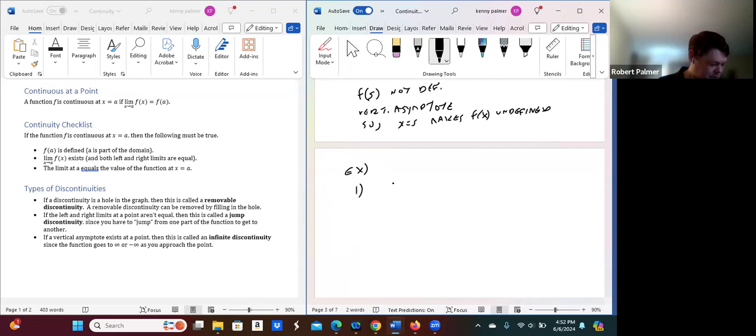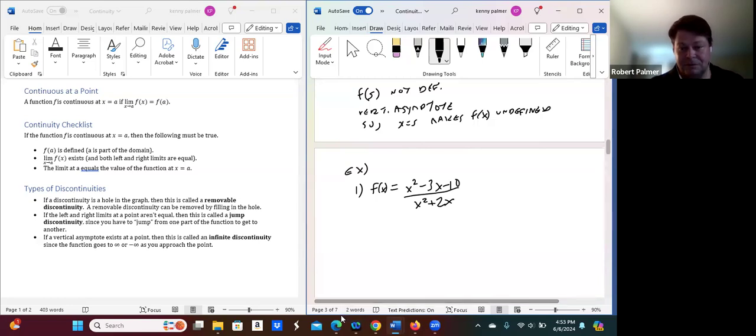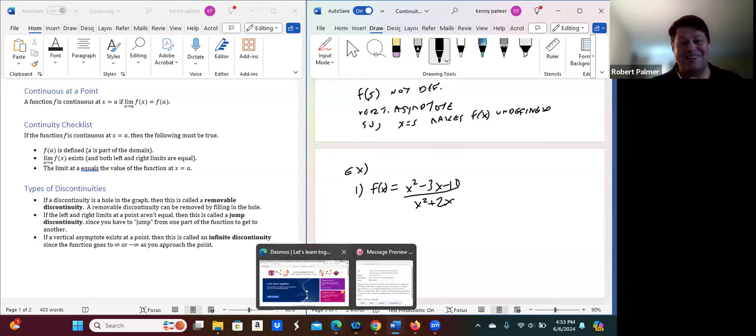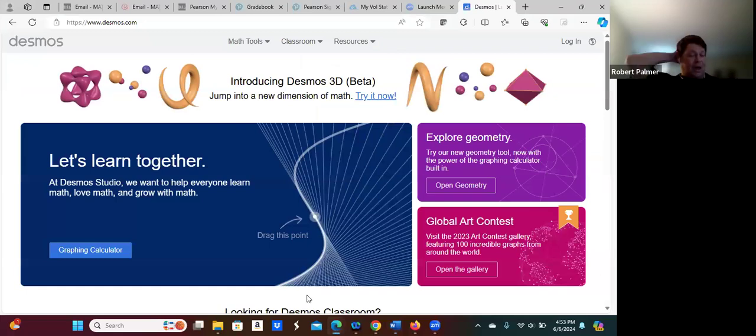So let's do f of x is equal to x squared minus 3x minus 10, divided by x squared plus 2x. Now, once again, let's go to Desmos and graph this first. It's always a good place to start, and that will give us some ideas. Because remember, wherever our denominator is going to be 0, we know we have either a hole in the graph or a vertical asymptote.